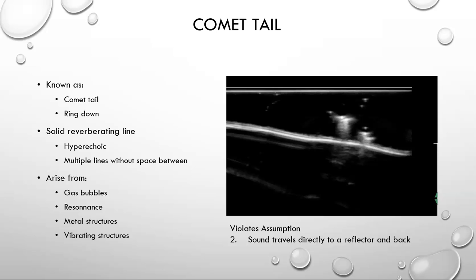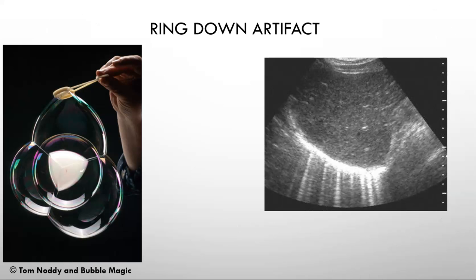You may ask yourself, why does this reverberation cause a comet tail artifact? Well, think about a structure suspended in the body, such as this bubble suspended within these other bubbles, vibrating when the sound hits it. So a little BB or small staple will vibrate when the sound hits it, and that vibration causes the ring down artifact. Here we see ring down artifact at the interface between the lung and the liver caused by pleurisy. Also, if you're looking for patients with COVID, you'll see this on them.